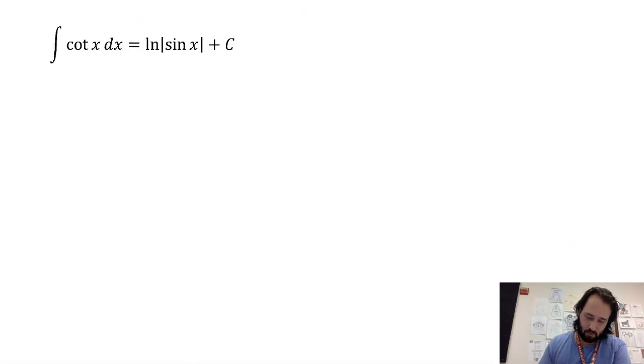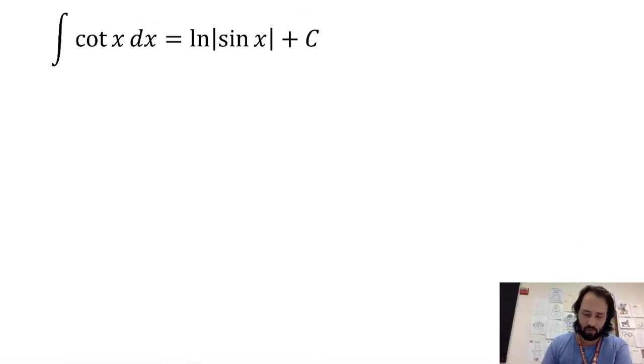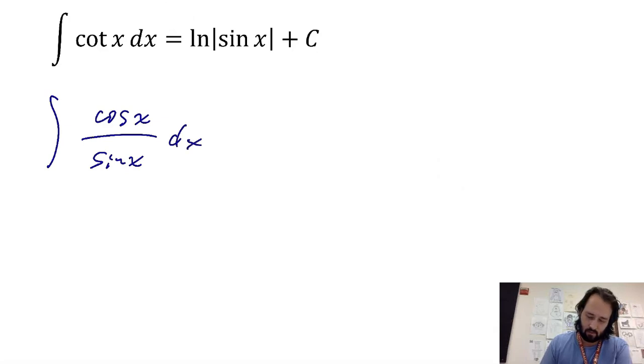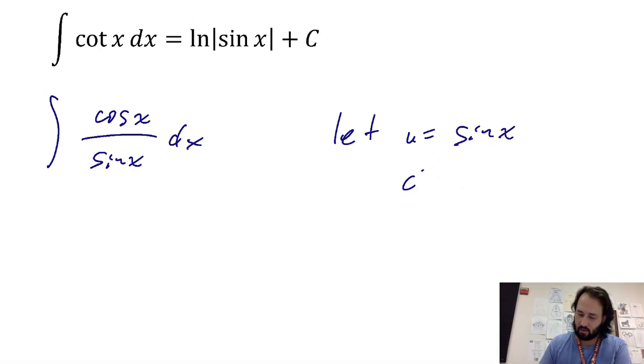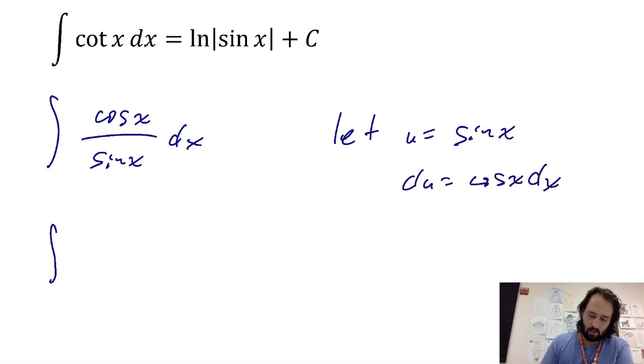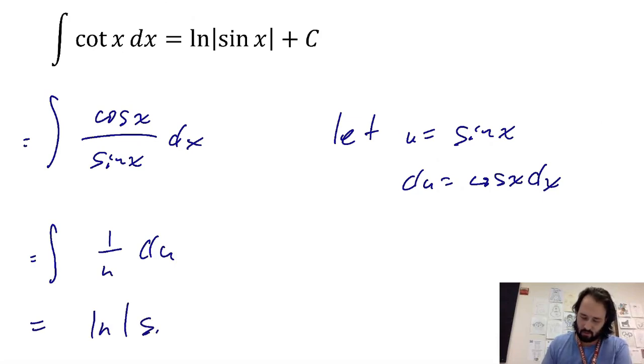Okay, this next one is pretty straightforward. You probably don't need to memorize this one, and the reason being, same reason that we did for tangent earlier, is if I make this cosine over sine, and I let u equal sine, then du is cosine, and so that I can say that this is the integrand of 1 over u du. So pretty straightforward, ln absolute value of sine plus c.